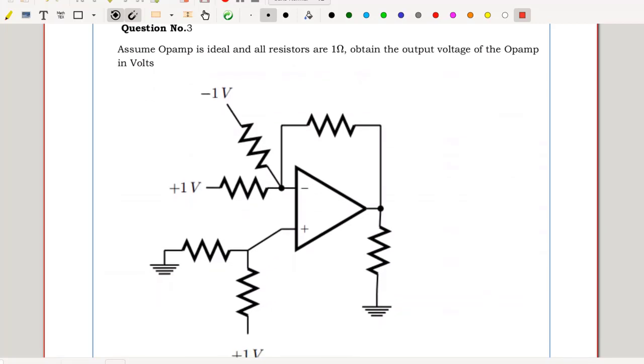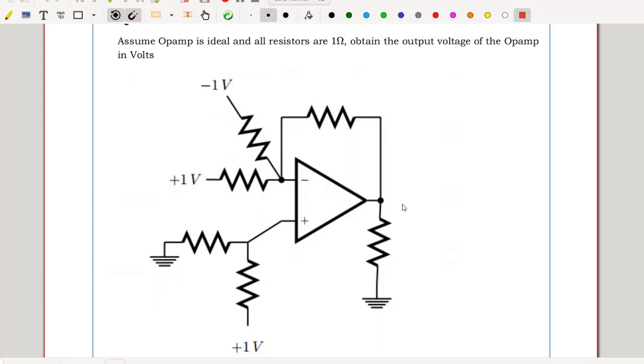Question number 3. Assume op-amp is ideal and all resistors are 1 ohm. Obtain the output voltage of the op-amp in volts. This V out is to be identified. All resistors have a value of 1 ohm. Op-amp is connected in negative feedback mode, hence V plus equals V minus is valid. V plus can be easily identified.